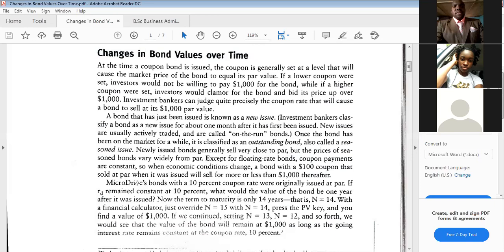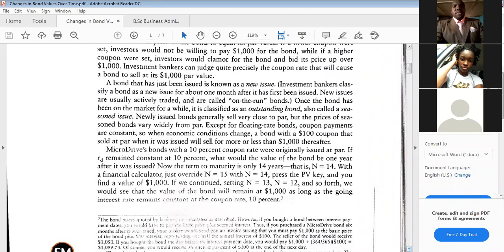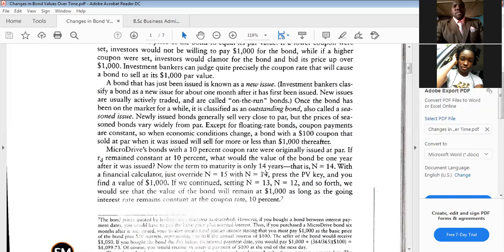All right. Now, in the example given earlier, Microwave's bonds with a 10% coupon rate were originally issued at par. If rd remained constant at 10%, what would the value of the bond be 1 year after it was issued? Now, the term to maturity is only 14 years, that is n equals 14. With a financial calculator, just override n equals 15 with n equals 14. Press the present value key and you find a value of $1,000.